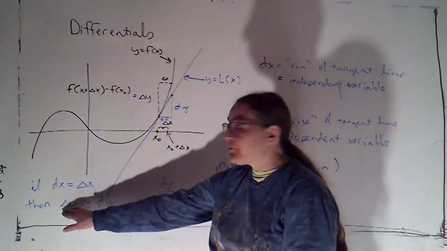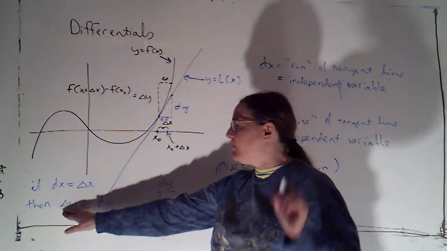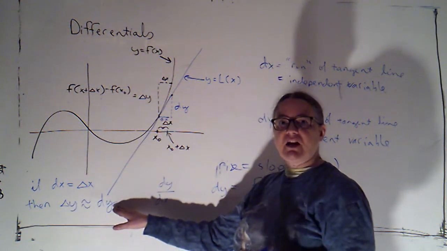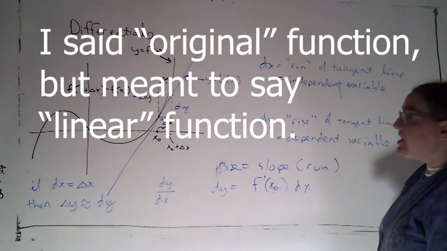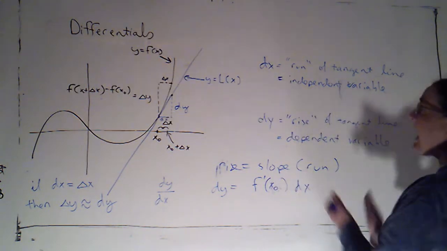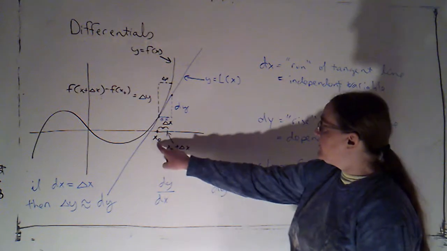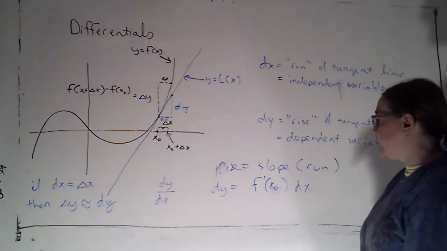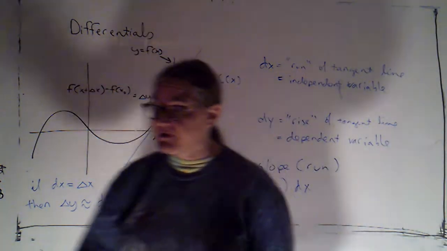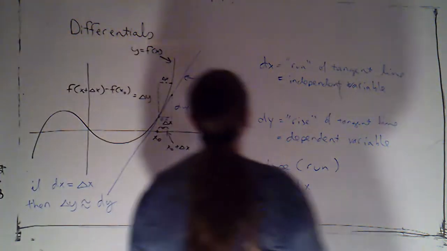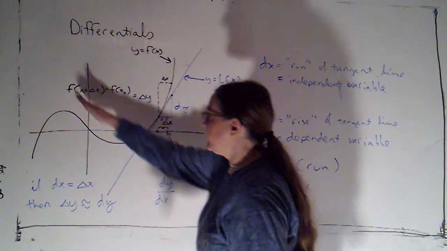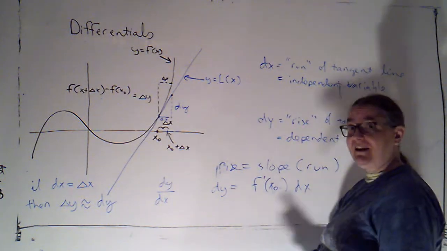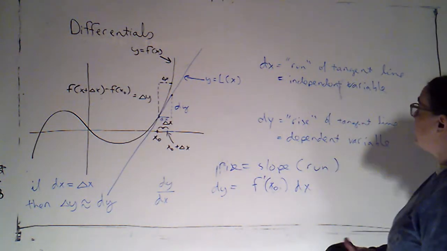I can approximate the change in the actual function with the amount of change in the linear function. And I can do this at any point. So I've labeled here the point of tangency as x naught. In general, I could change this. I could move to a different point x. Then I'd obviously have a different line and therefore a different slope.